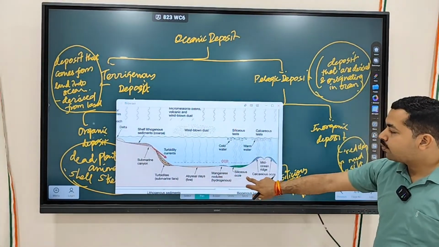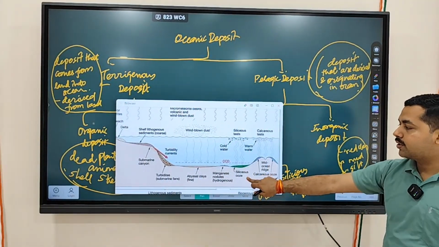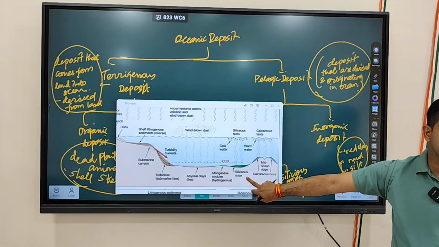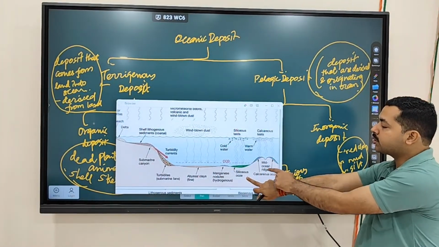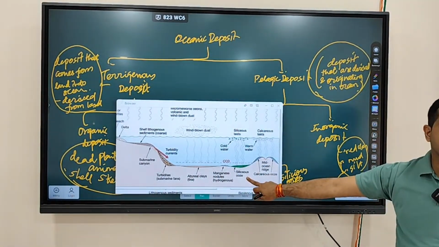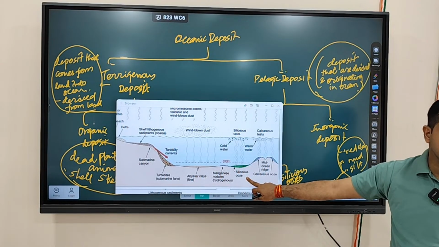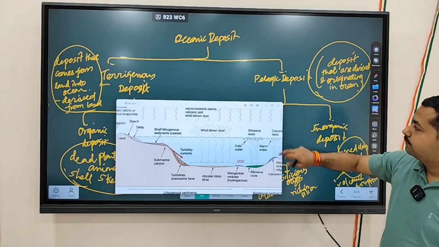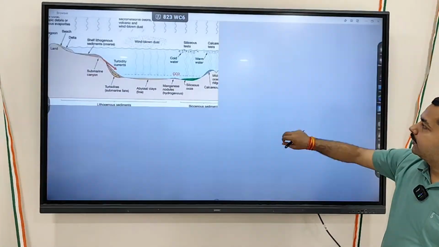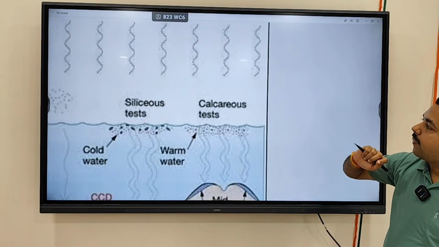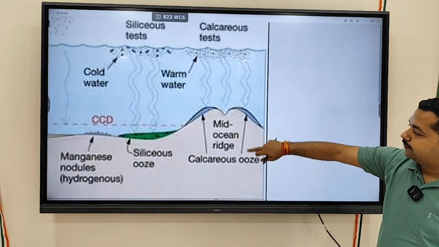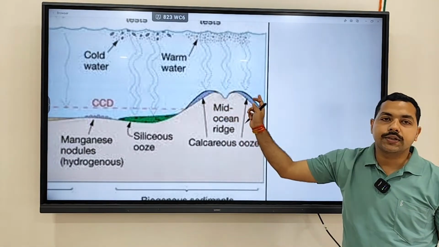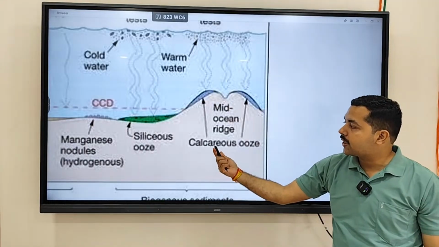So you can see this is written siliceous oozes. The green color that you are seeing is written as which type of oozes? Siliceous oozes. Then on the mid-oceanic ridges, calcareous oozes is what is written. Clear? Is it visible or shall I make it broader? So you can see this is calcareous oozes, oozes that are found near the mid-oceanic ridges, written as which type of oozes? Calcareous oozes.